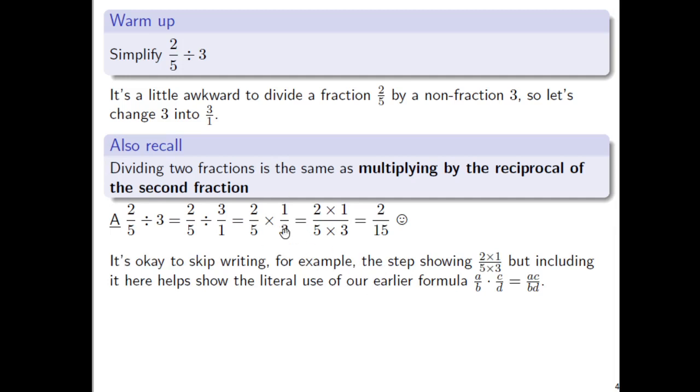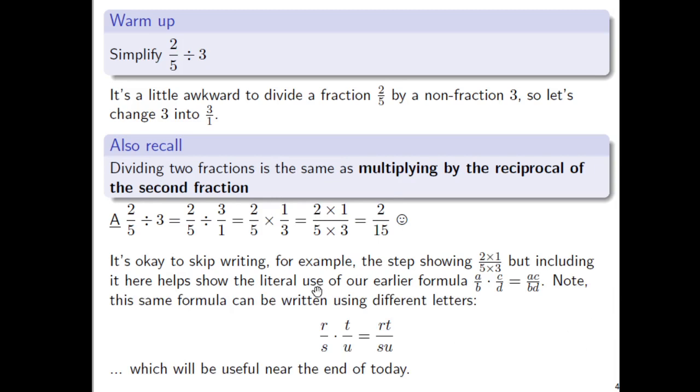It's okay to skip a lot of this work, but I just wanted to show 2/5 times 1/3 equals 2 times 1 over 5 times 3 to really show visually how the work that goes from here to there is applying this true formula. It's literally just applying a formula that we have seen, right?